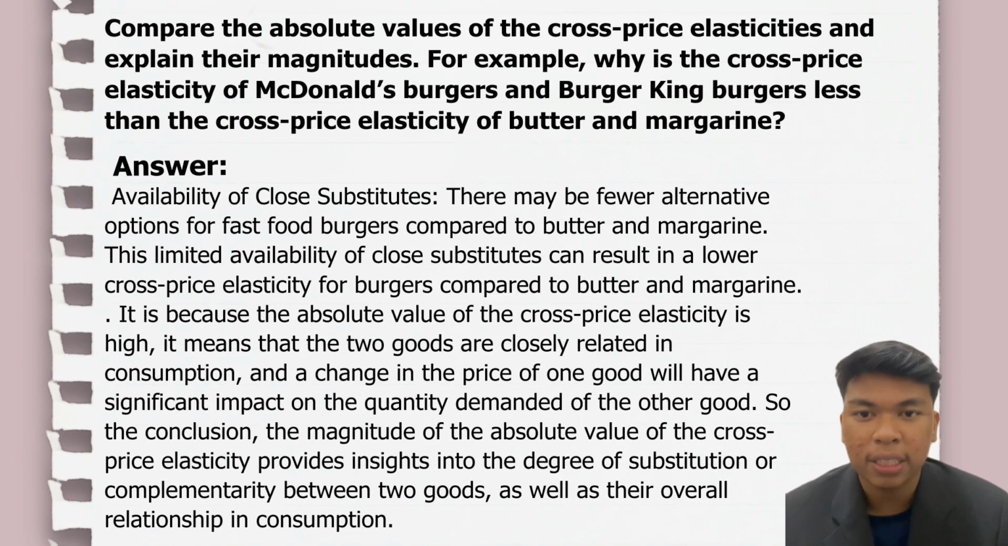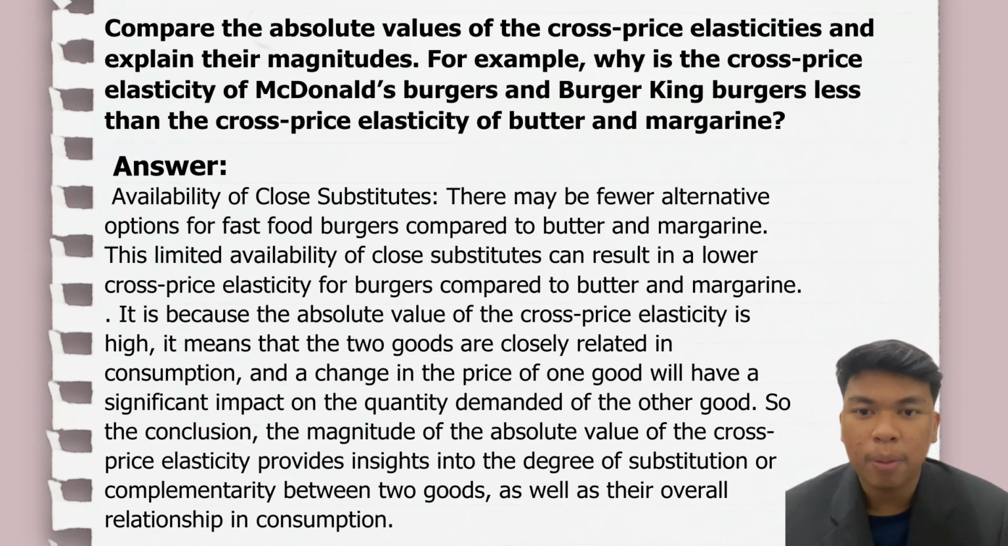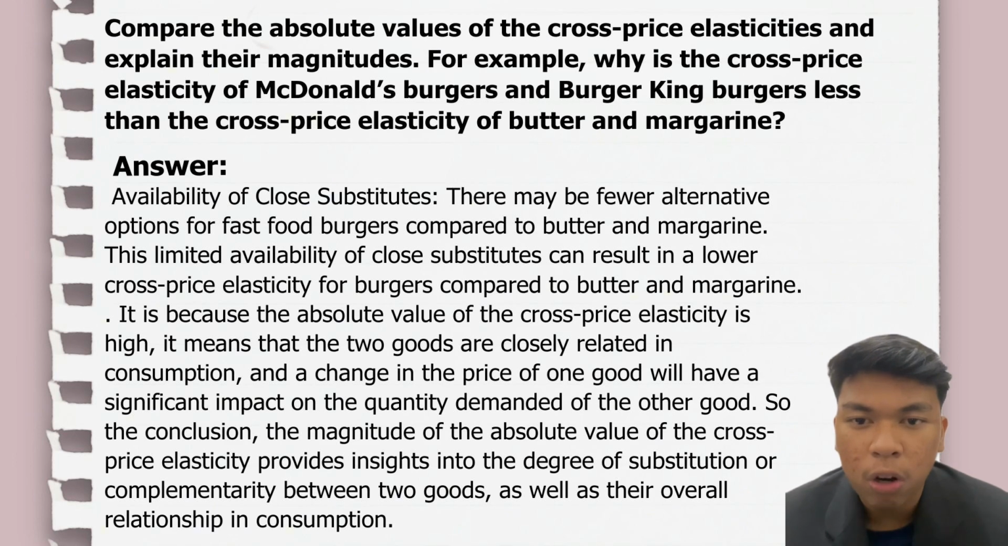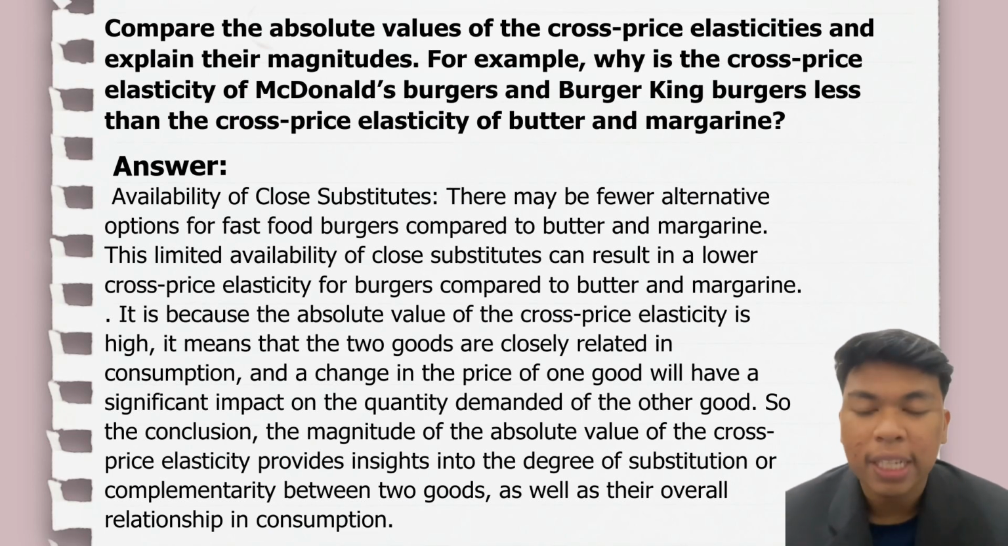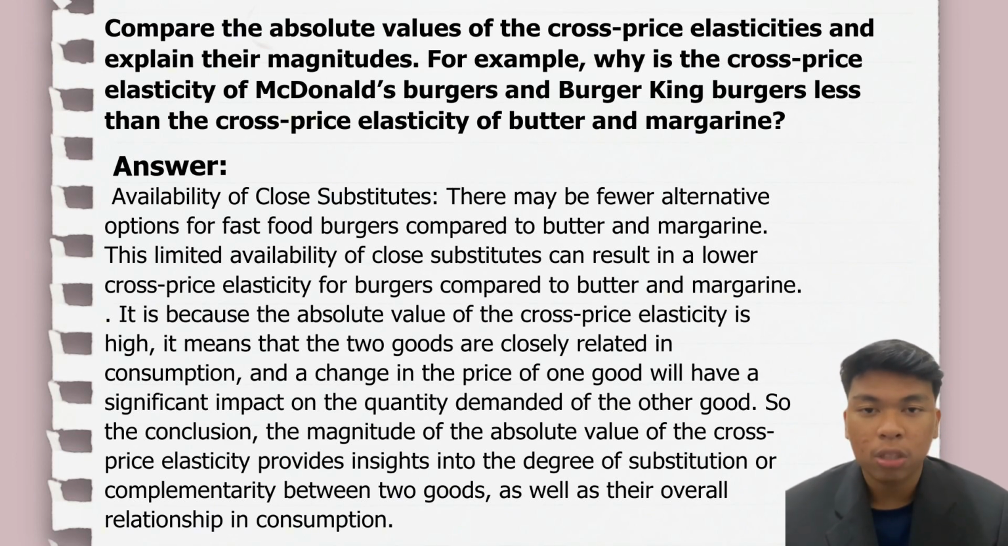When the absolute value of the cross price elasticity is high, it means that the two goods are closely related in consumption, and a change in the price of one good will have a significant impact on the quantity demanded of the other good. So, the conclusion: the magnitude of the absolute value of the cross price elasticity provides insight into the degree of substitutability or complementarity between two goods as well as their overall relationship in consumption.